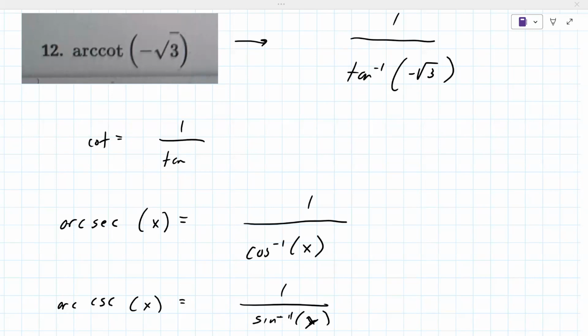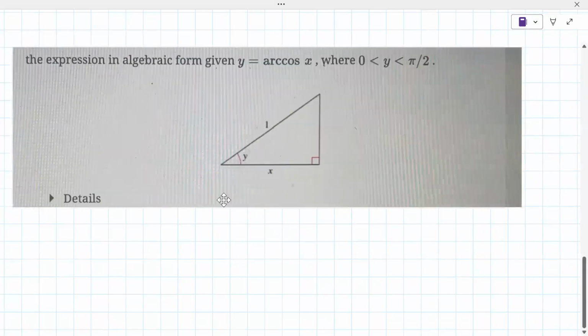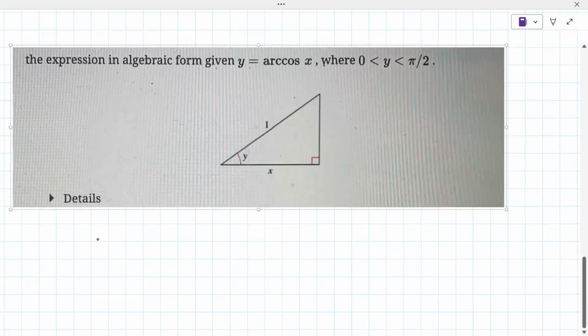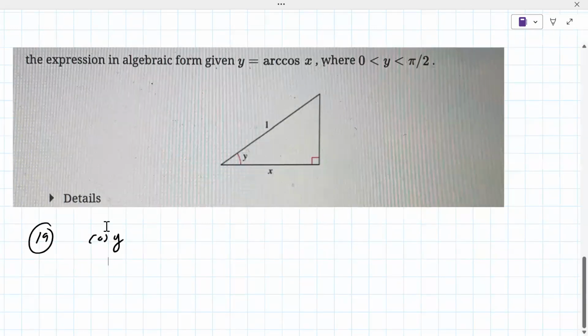All right. So we should move to 19, 20, and 21. Okay. All right, so we'll get to the actual questions here. The first question, 19, is to find the cosine of y, which you can do without any sort of work here. Cosine is adjacent over hypotenuse.